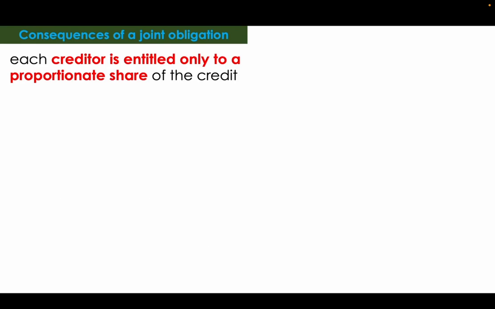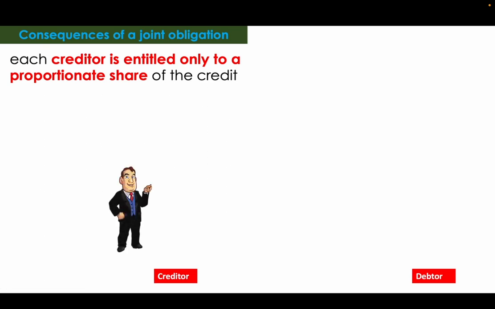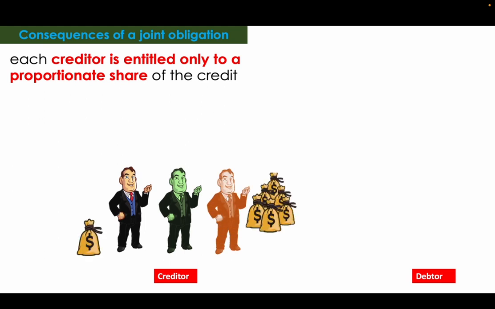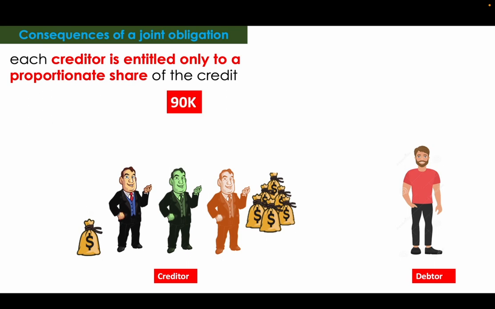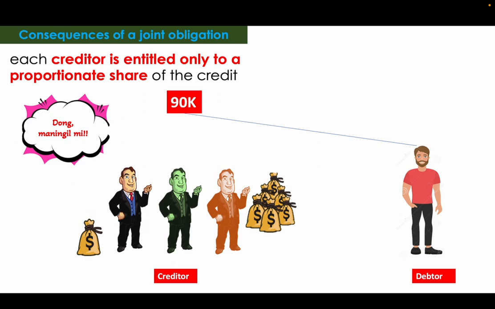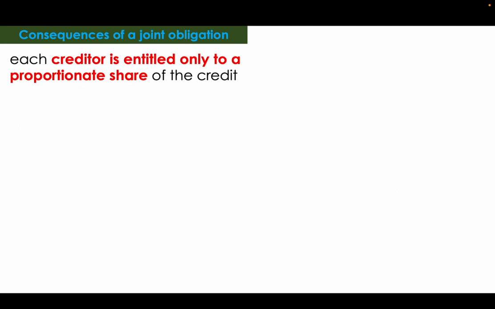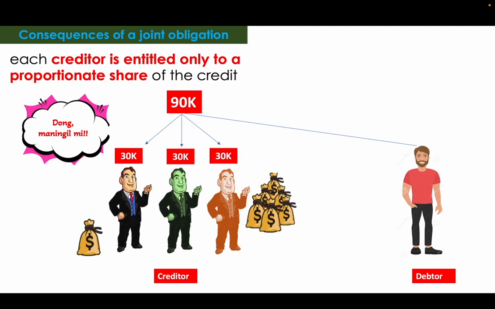Let us now go to the second consequence. Each creditor is entitled only to a proportionate share of the credit. So for example, we have a creditor and a debtor. What if the creditors are 3? They have a lot of money. The debtor is only one, Red. Now what happens? If Red borrowed 90k from the 3 creditors, and the three creditors said, we will collect your debt. How do we divide it? Red pays 30k to creditor 1, pays 30k to creditor number 2, and pays 30k to creditor number 3. This is what is meant by each creditor is entitled only to a proportionate share of the credit. How much is the entire debt? 90k. So the proportionate share of each creditor is only 30k.